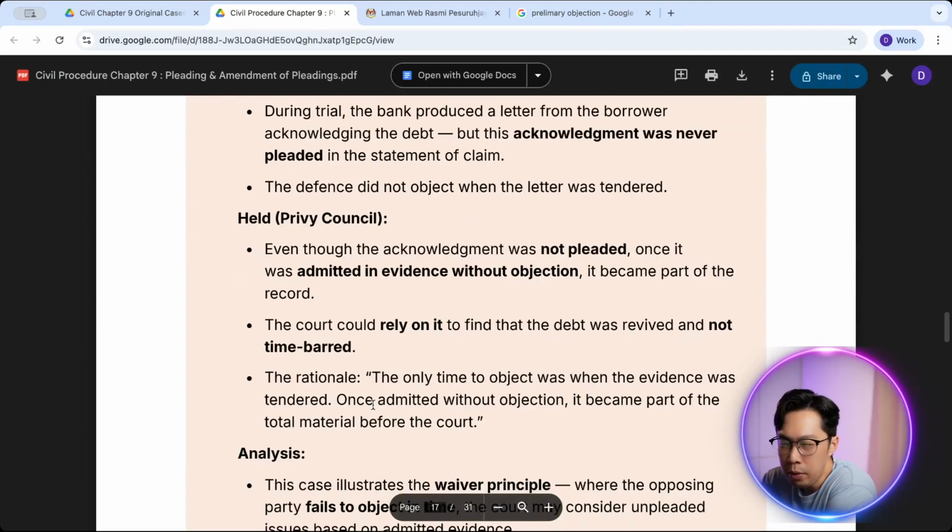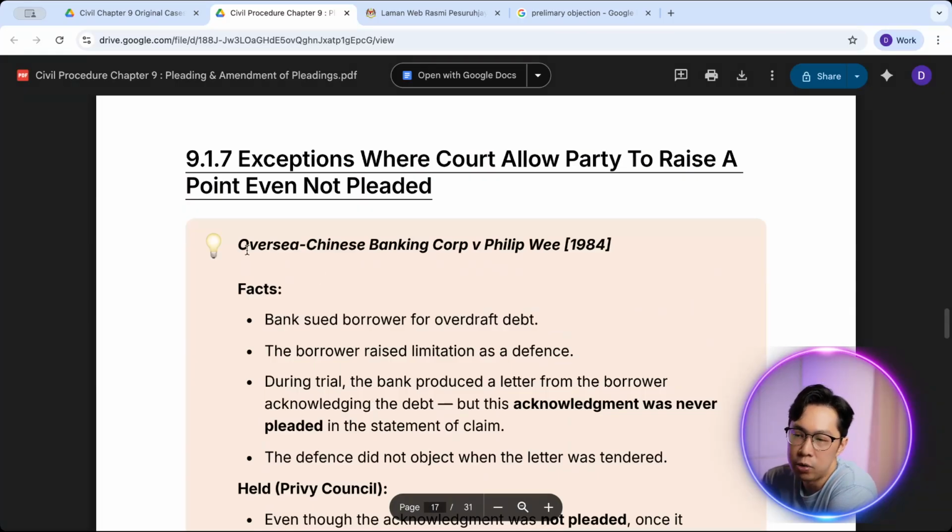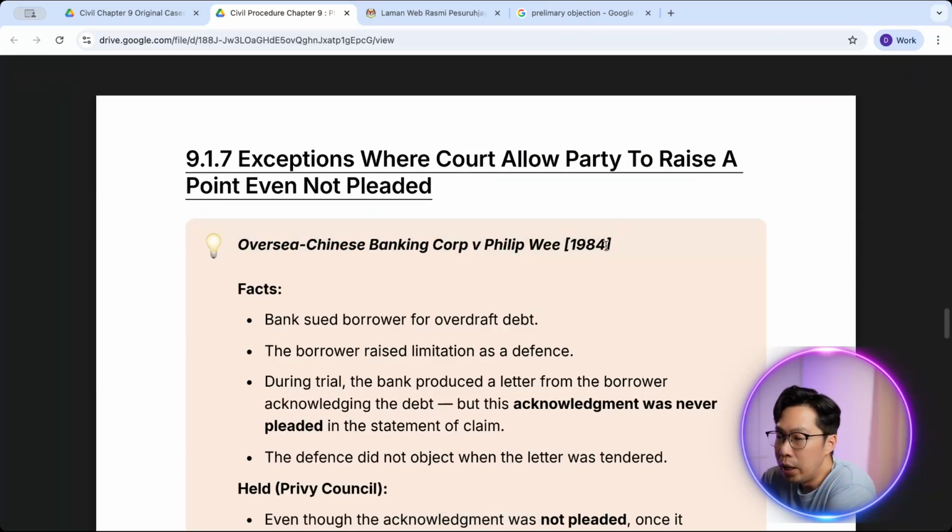So the one that we often do quote is overseas. But of course, in an exam, they won't ask you what the exceptions are. You have to look at the facts themselves. What is it that you think you can apply here? Which case do you think you can apply?